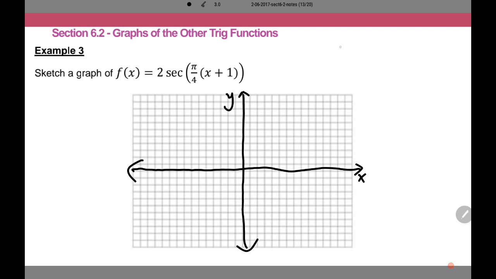Number one, the period. So our period here is equal to 2 pi divided by pi over 4. So again, just like last time, that equals 8. So this is the exact same problem that we just had. Alright, my horizontal shift is 1 left.